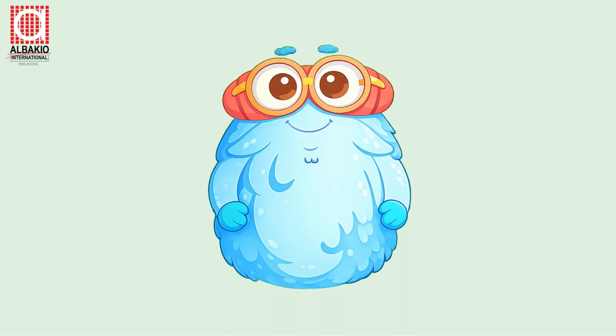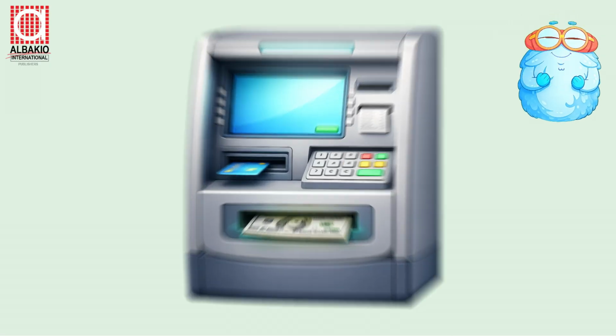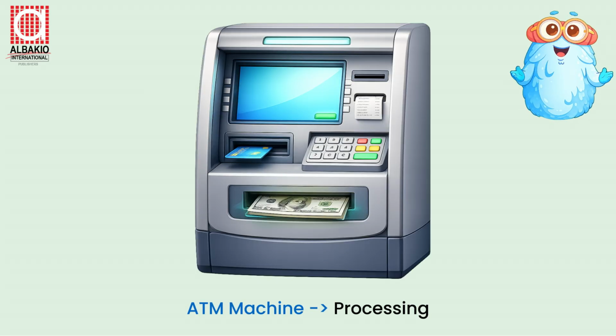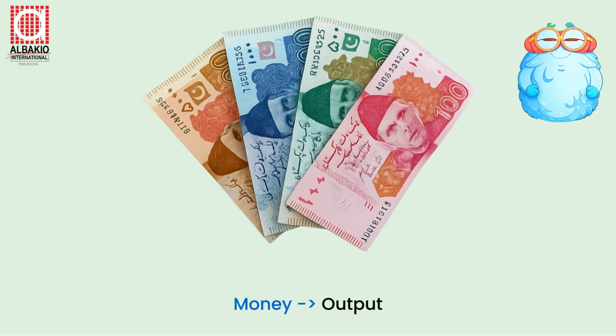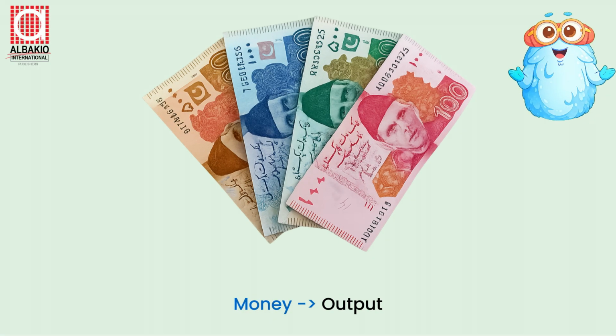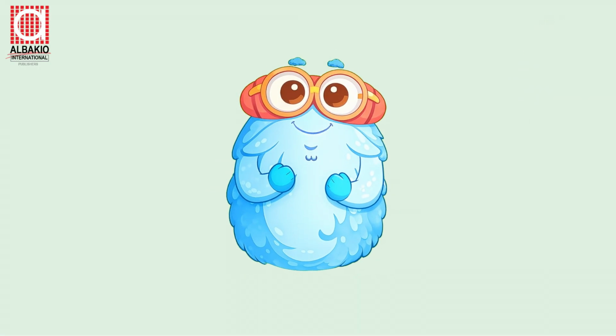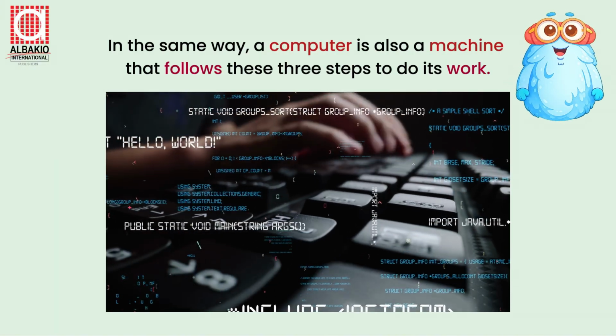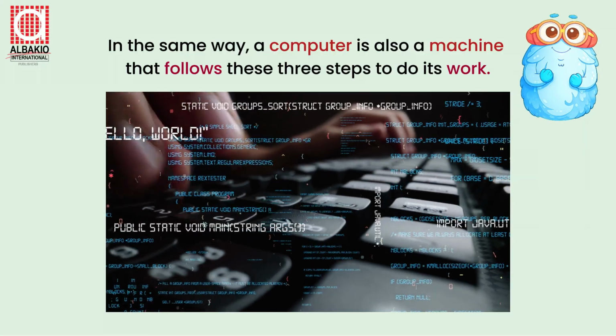Let's look at another example now. The ATM. The ATM card is the input. The ATM machine processes the information. The money you receive is the output. Let's look at another example now. In the same way, a computer is also a machine that follows these three steps to do its work.